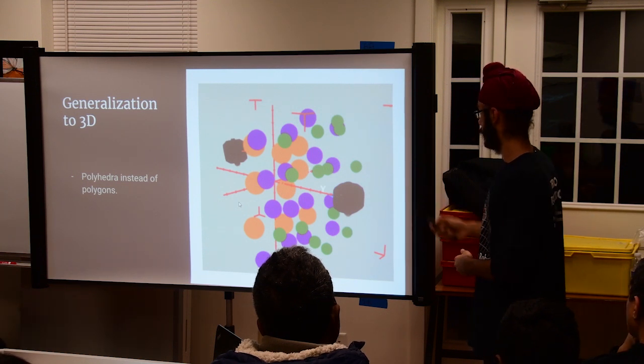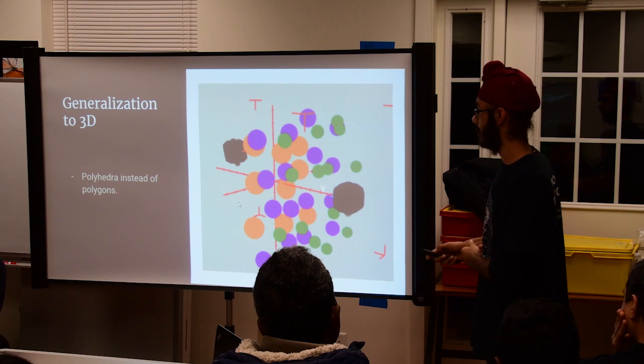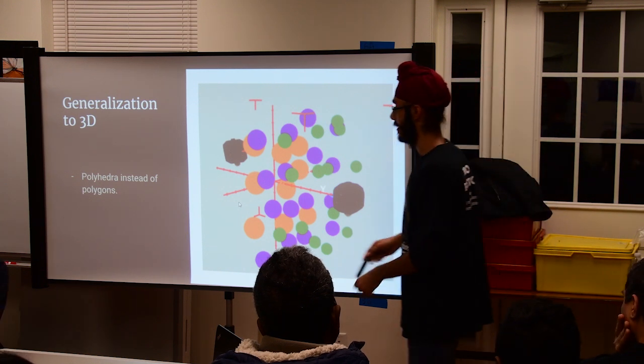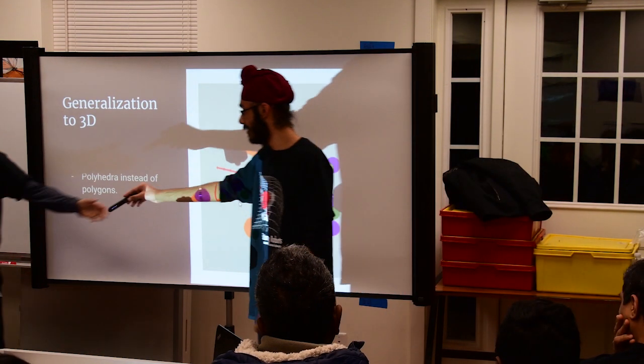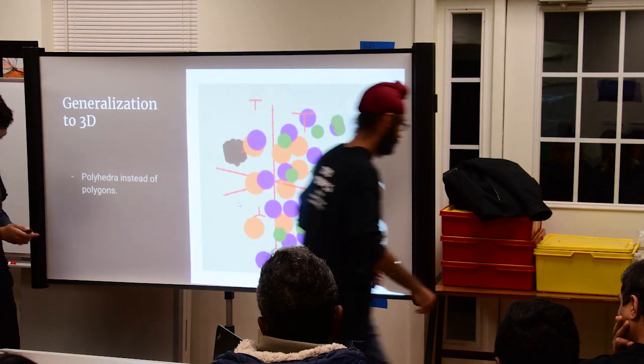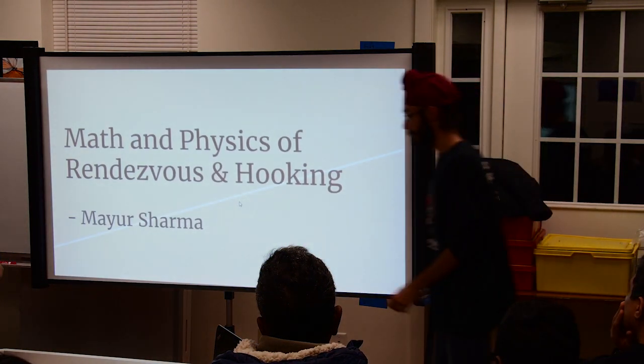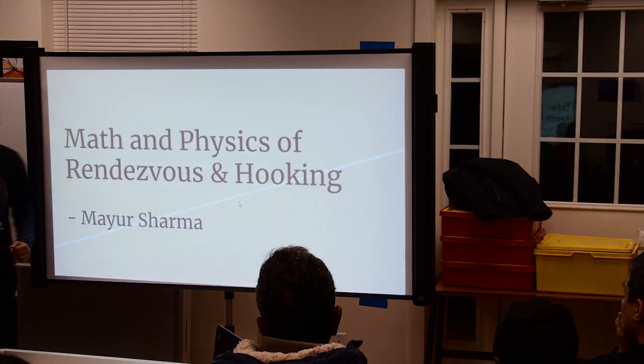So that is Dijkstra's algorithm in the debris field, and now we'll go to Mayor for math and physics in rendezvous and hooking. Thanks, Deep. Okay, so math and physics in rendezvous and hookup.